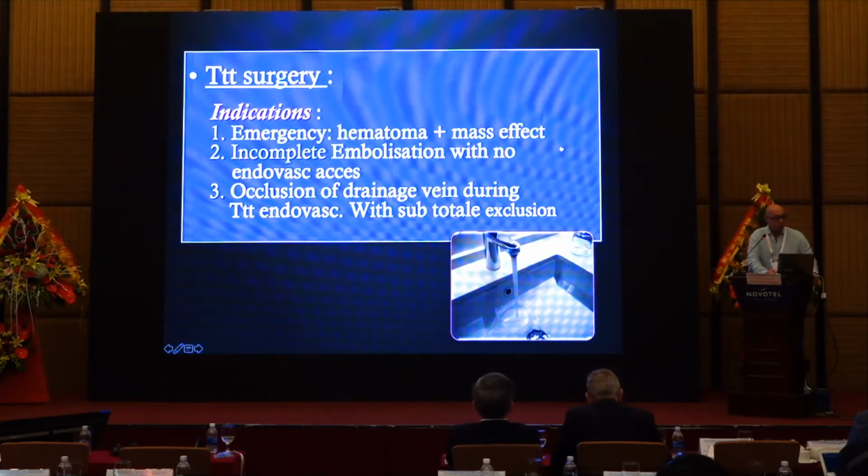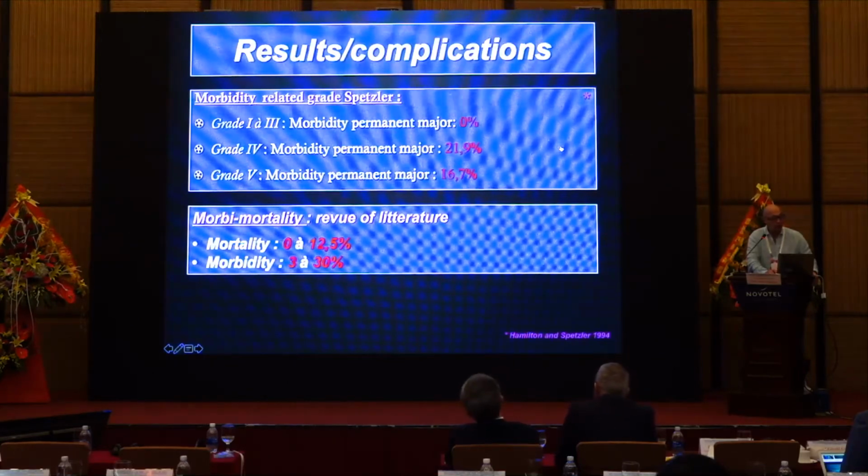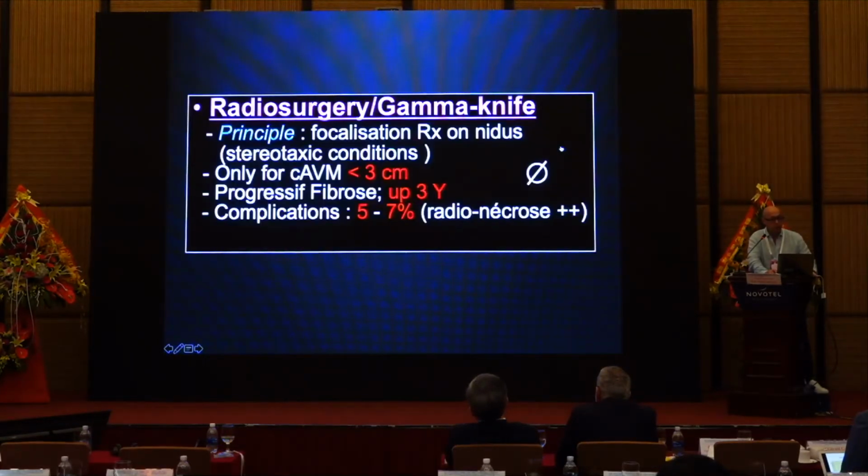Finally, the surgical treatment. Its only indication is if you have a hematoma with mass effect, or if you have an incomplete treatment by endovascular and you have a venous passage of the embolic material, so you have to go and resect the AVM completely if it is accessible. There are higher complication rates with the surgical, especially in grade 4 and 5 from the Spetzler-Martin classification, with a higher mortality rate.